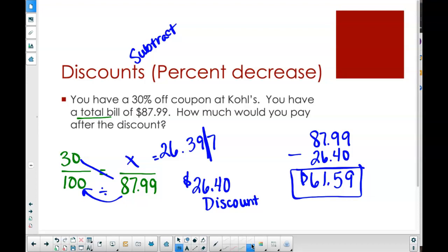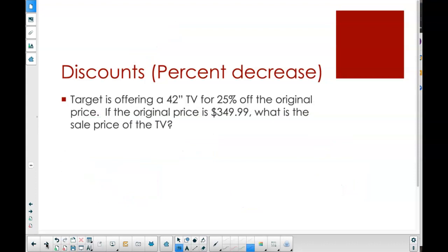Okay, so we're going to flip the page. I want you to try this one. Target is offering a 42-inch TV for 25% off the original price. If the original price is $349.99, what is the sale price of the TV?